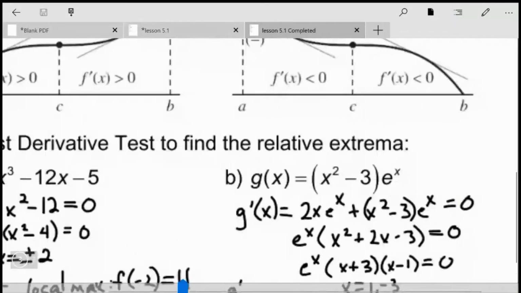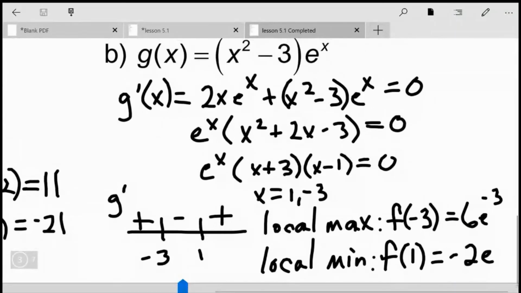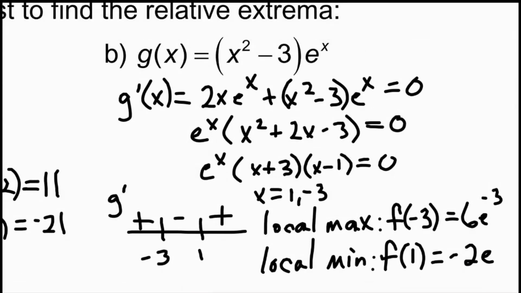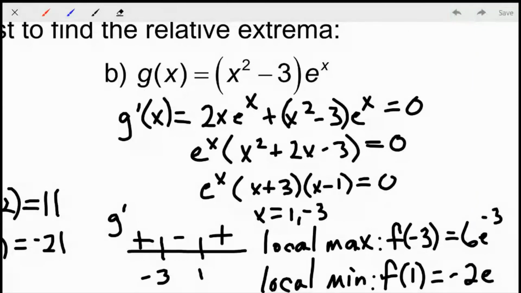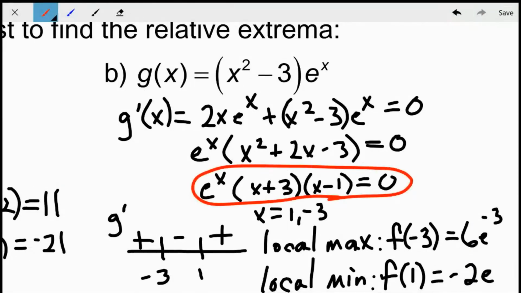Okay, so here's what you should have ended up with on that one. You can see my derivative is a little messier this time, 2x e to the x plus x squared minus 3 e to the x equals 0. So I factored e to the x out, and it left me with a quadratic expression, which I then factored, and that allowed me to get these critical points. So when I got here, I'm just thinking about when are all of these different parts equal to 0. So remember when we were taking derivatives, and I kept saying, let's try to get these things into a factored form, this is really why.